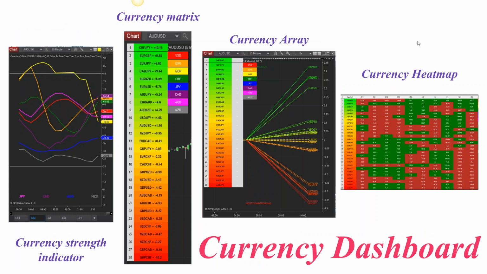With regards to the indicators, we've got the full suite of NinjaTrader indicators that are also available, as David said, for MT4, MT5. We've also got some for TradingView, and we're going to be working on TradeStation as well. The four principal forex ones in the complete package are these: the currency strength indicator, the matrix, the array, and the heat map, and they all have an individual role and purpose.